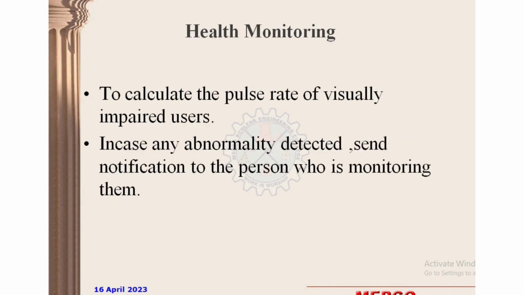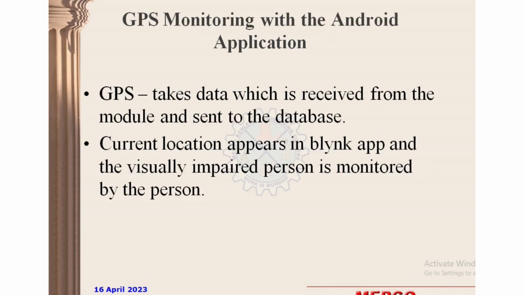Health monitoring module: in the health monitoring module, a heartbeat sensor is placed and the heartbeat of the visually impaired people is monitored continuously and the data is sent to the Firebase cloud, and the cloud retrieves the information and it is passed to Android Studio. GPS monitoring: a GPS module is placed in the project to track the location of the visually impaired people. That is, the latitude and longitude coordinates are fetched to the Firebase cloud and the data is sent to the Android app.